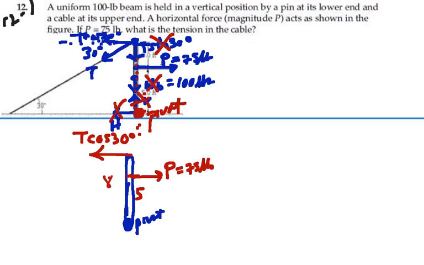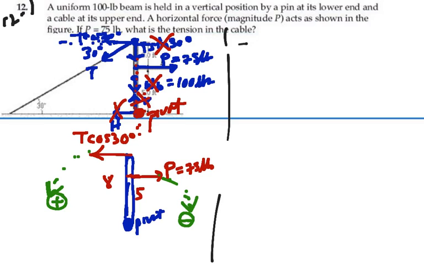The T cosine 30 degrees is trying to make this thing rotate counterclockwise, which would be a positive torque, and the P of 75 pounds with a moment arm of 5 is trying to make this thing rotate clockwise, which would be a negative torque according to the right hand rule. But it doesn't rotate, so the net torque is 0, so these two torques should add up to 0. So if I do the summation of all my torques about the pivot point, let's call it point A, that would equal 0.